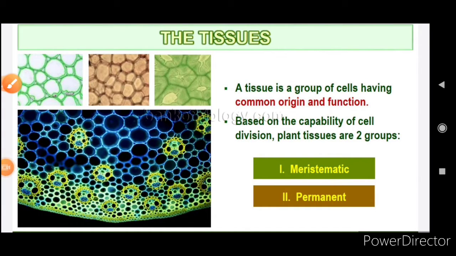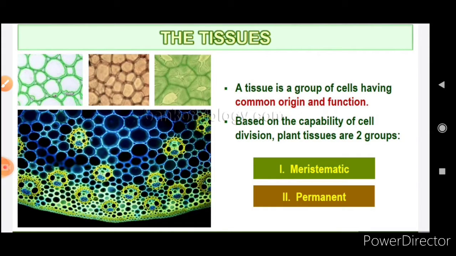Now we'll start with the chapter Anatomy of Flowering Plants. Here first we have to learn the basic concepts, that are the tissue and various types of tissues. So what do you understand by a tissue? A tissue is a group of cells having common origin and common function. This you have already studied and you know it very well.